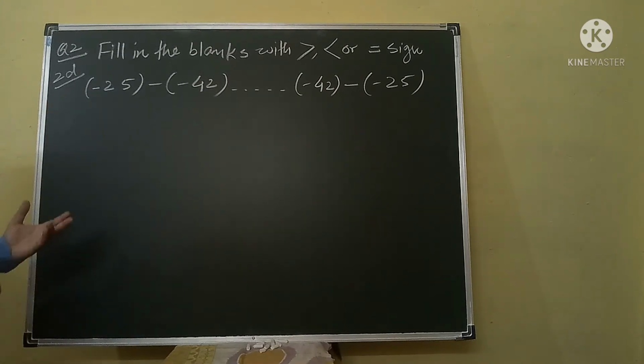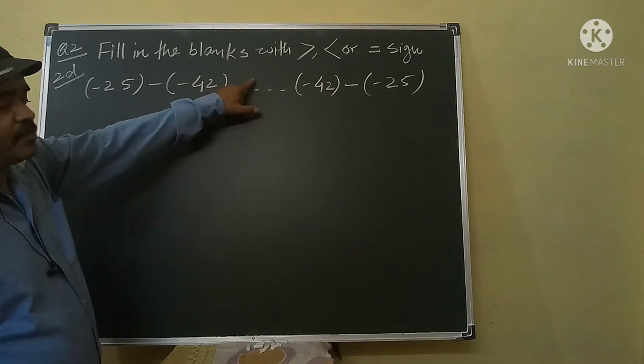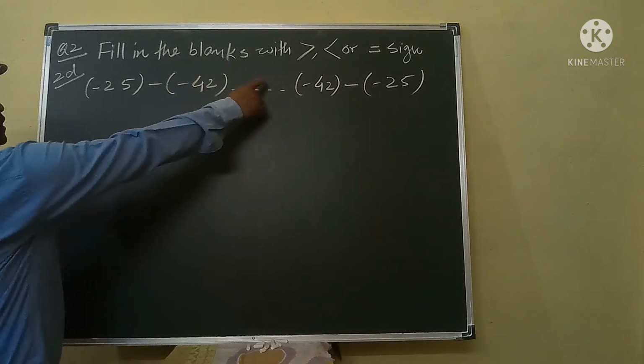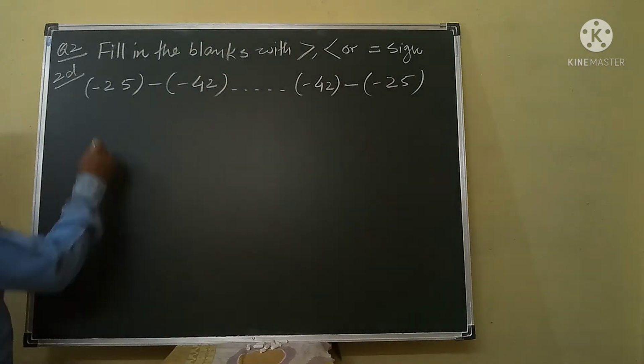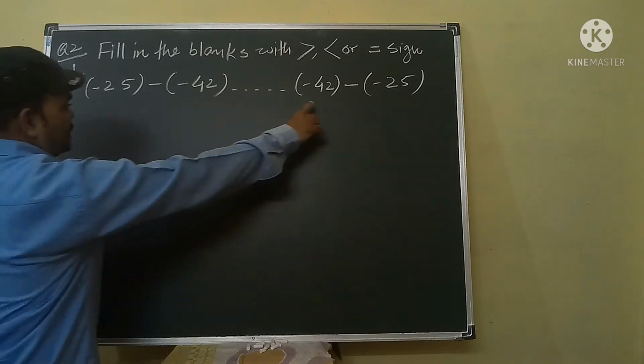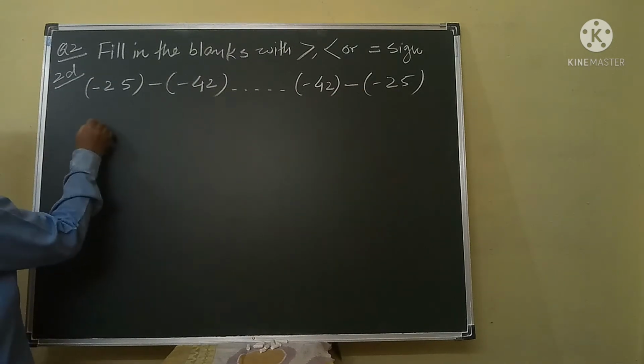This is your second D question. In this question we will apply the same procedure and find out which sign will come here in this place. Okay. Now we will discuss. This is the first part and this is the second part. First we will solve the first part.